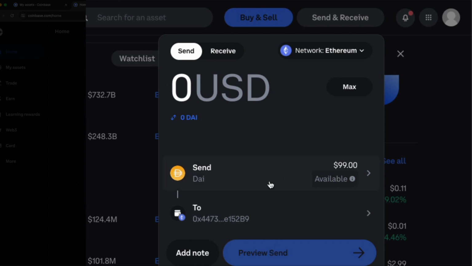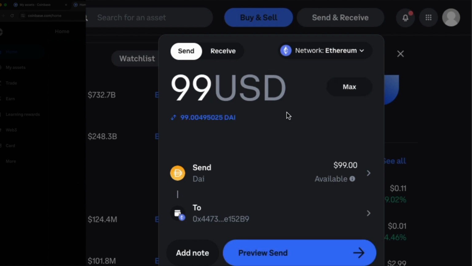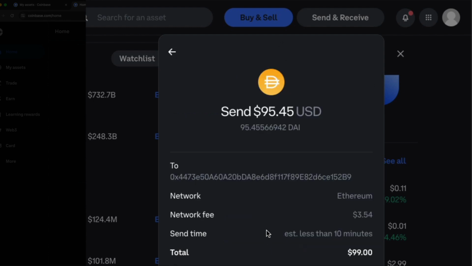It's asking me how much I want to send over. I'm going to send the max, so I'm going to send over as much as I can. I'm going to go ahead and hit send. And now it says that it's been sent. Now it says here that the send time should be less than 10 minutes.